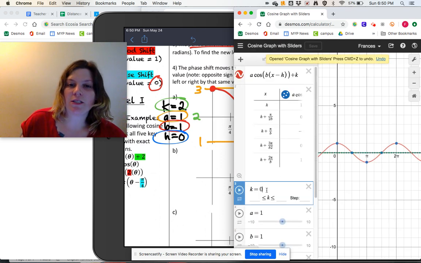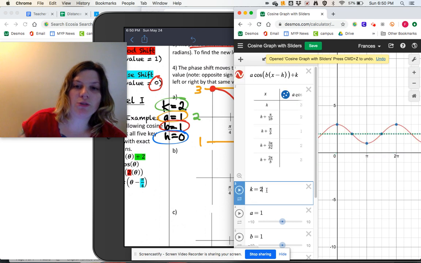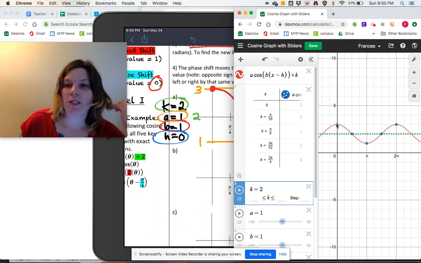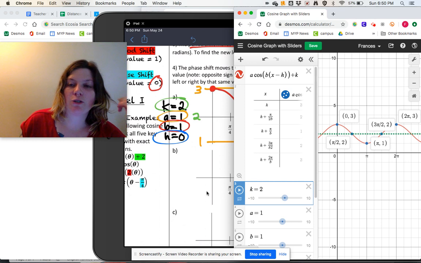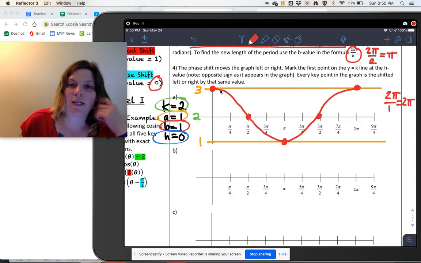So let's change k to 2. That's the only thing that has changed. And then I'm just checking my values. 0, pi over 2, 2, pi 1, 3 over 2, 2, 2 pi at 3. And that's the same as these.